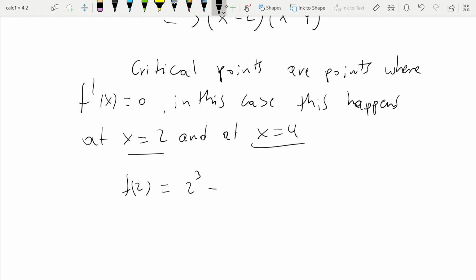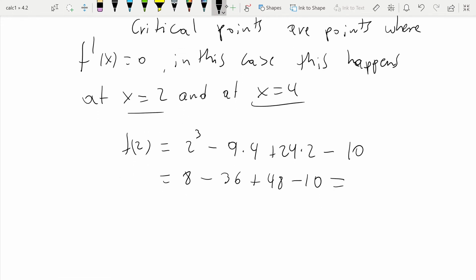2 cubed, minus 9 times 4, which is 36, plus 24 times 2, minus 10. So 8 minus 36 plus 48 minus 10. So we have 46 minus 36, so this should be equal to 10, if I'm correct.